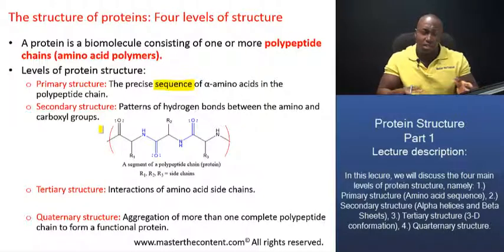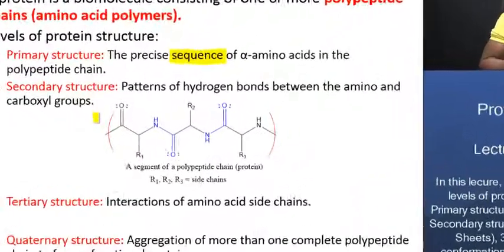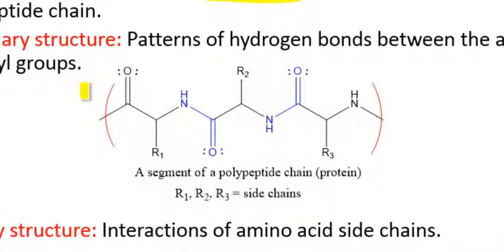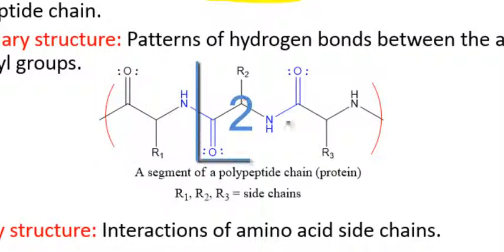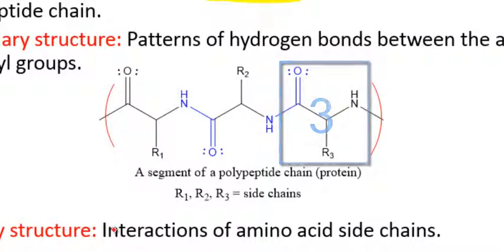So I'll direct your attention to the middle of the screen right there. We have pretty much a segment of a polypeptide chain, a protein. So the exact sequence of amino acids in this chain is what we call the primary level of structure.